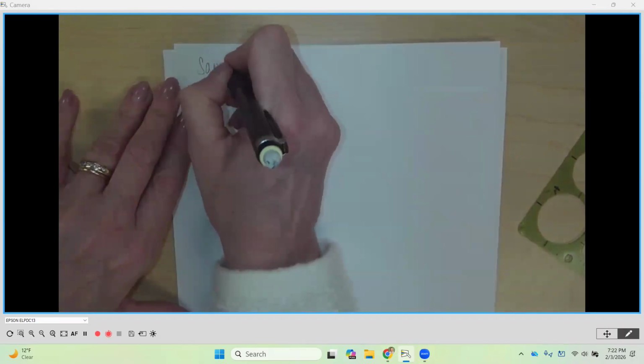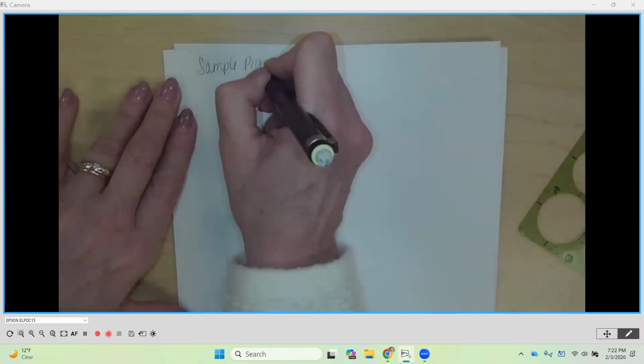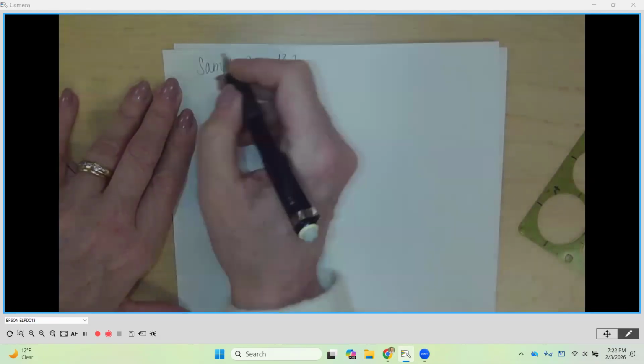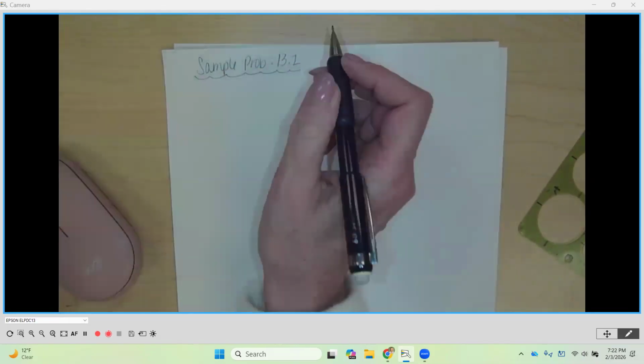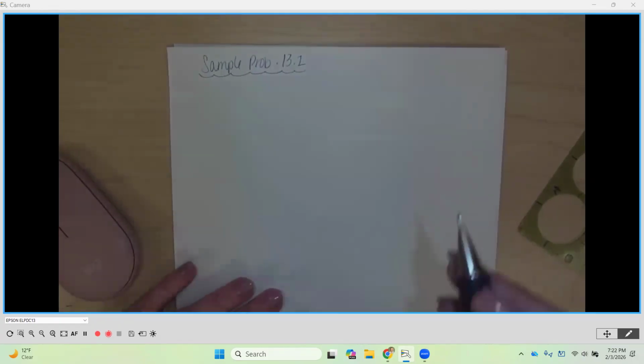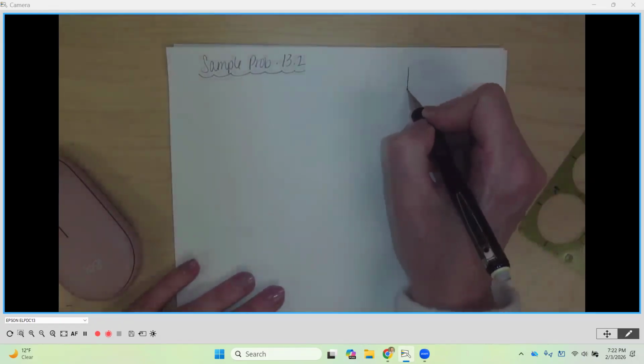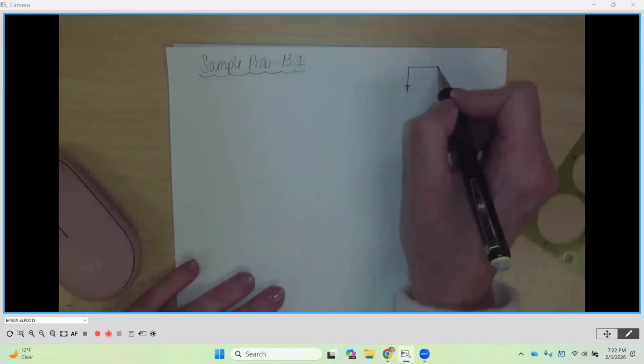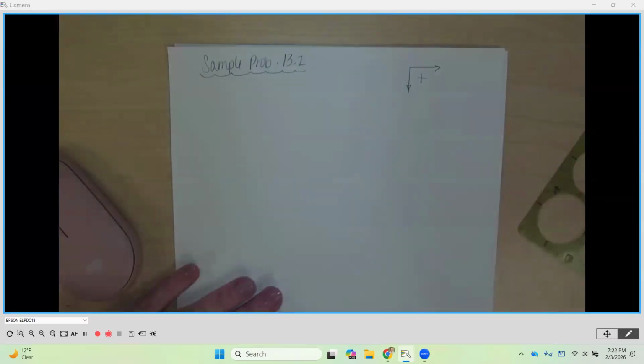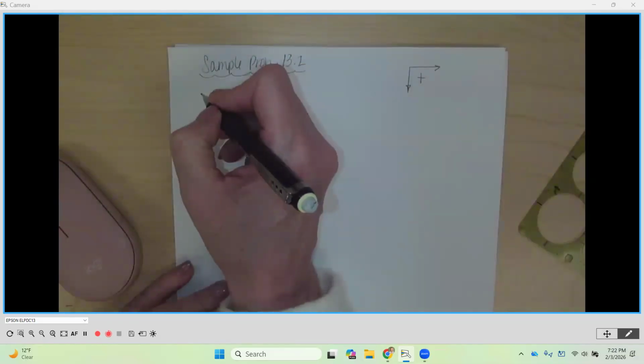So sample problem 13.2. Okay. Now, this one, because of the fact that B is going down, we're going to change our convention just a little bit. We're going to change the Y to go down and the X to go to the right. And this is going to be our positive convention. Okay. That way we just have fewer negatives we have to deal with later on.